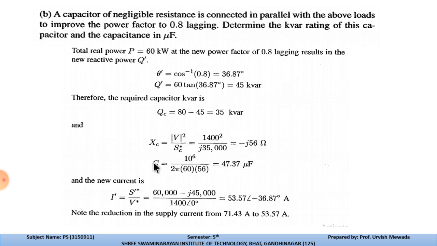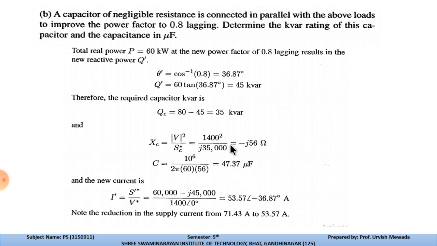Now from the equation X is equal to 1 upon 2 pi FC, we can calculate the C. We just replace the values of frequency and the value of 2 pi FC. So we can calculate the C: 47.37 microfarad, the value of C which is required to compensate this VAR, and this is the VAR supplied by this capacitor.